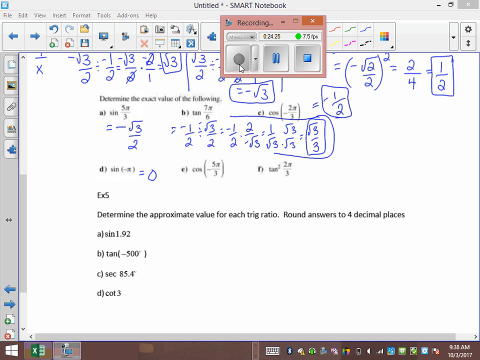Cos of negative 5 pi over 3 is the same as 120. Negative 5 pi over 3. Oh, it's 300, so it'd be 60. So it is cos of 60, so it should be a half. And then tan of 2 pi over 3, what's y divided by x? Is it root 3 over 2 divided by negative a half?